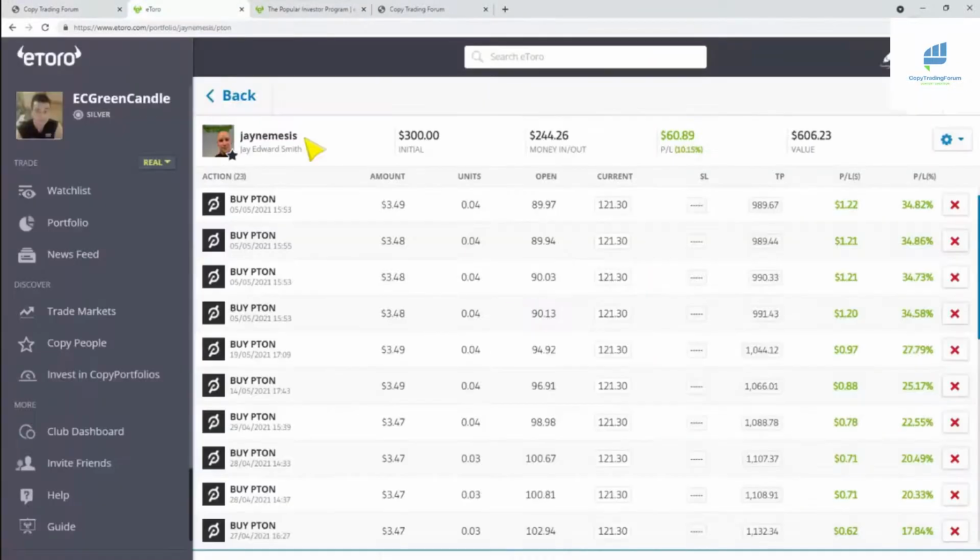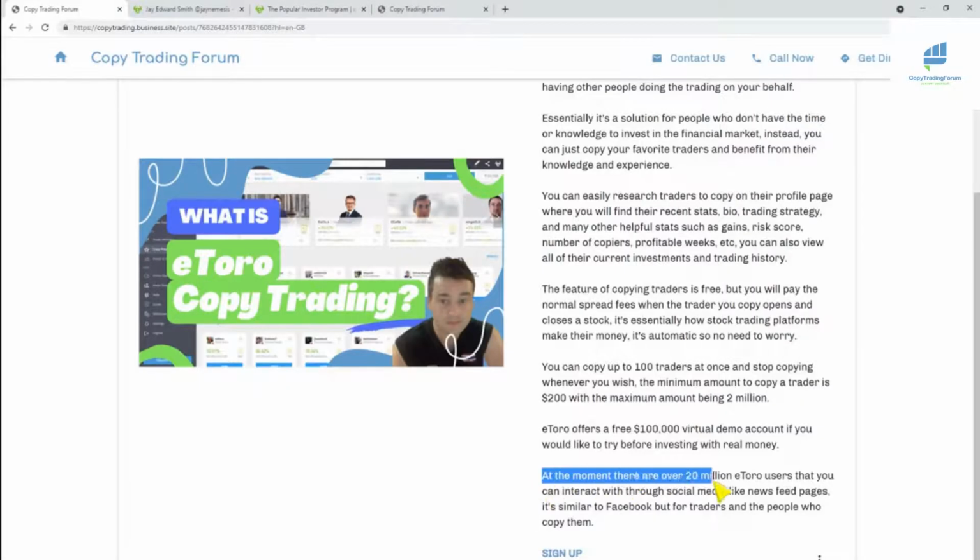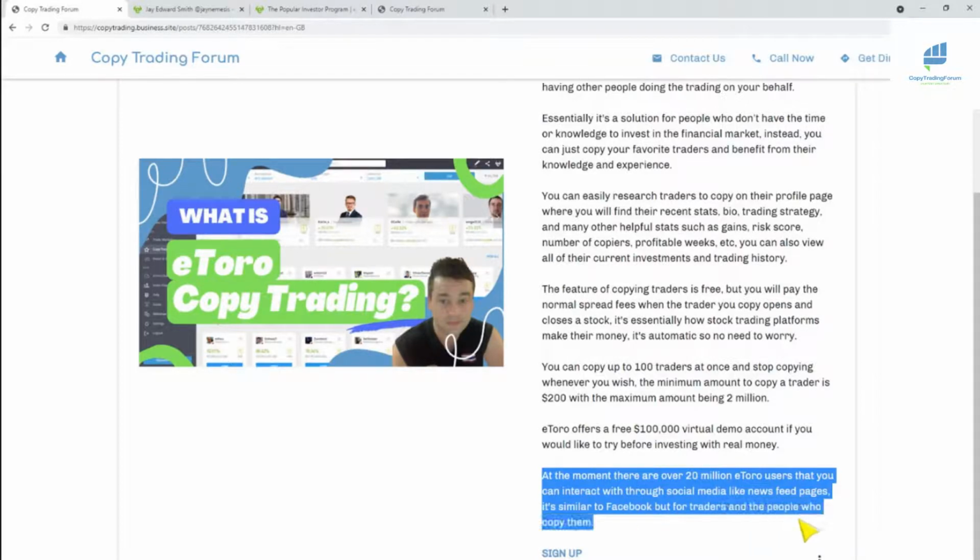Remember, read the profile of each popular investor. They will give you the recommended amount that you should copy their investment for and how long for the most gains and the best returns. Okay, so at the moment, there are over 20 million eToro users that you can interact with through their social media feed that I showed you, and it's similar to Facebook, but for traders who copy them.